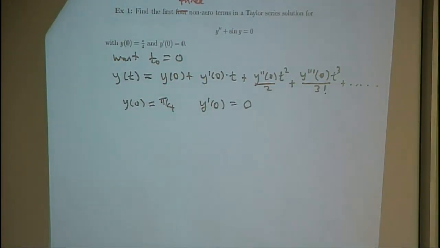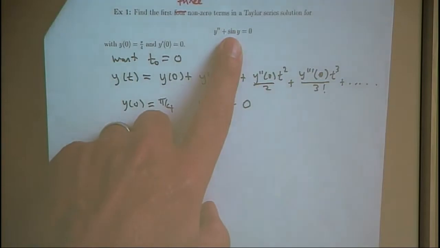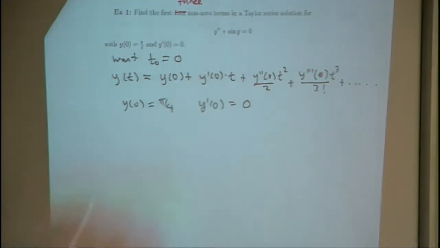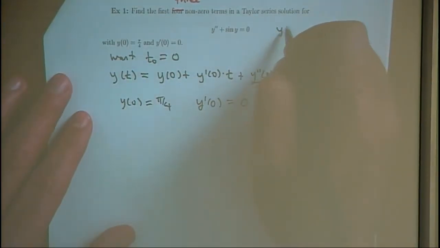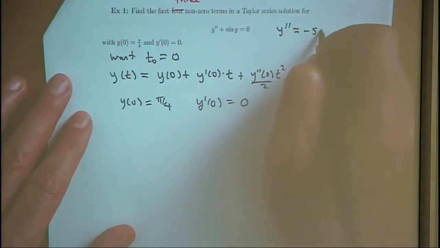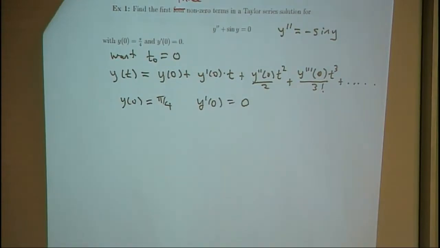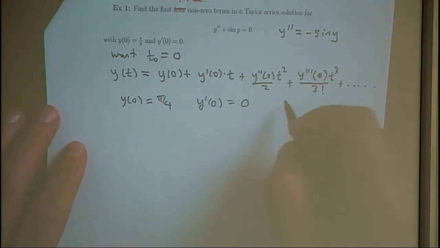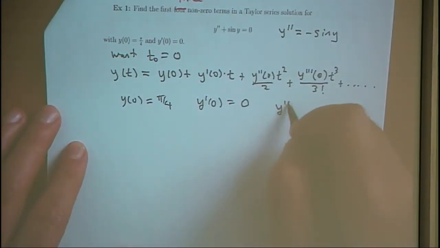Now, how do we get the other ones? Well, as it said in the hint on the previous page, you're going to differentiate this differential equation with respect to t. But before I do that, I can actually use it without differentiating, because I know y double prime is minus the sine of y. That's another way of writing that differential equation. And so I can use that to solve for y double prime. y double prime at 0 is equal to minus the sine.